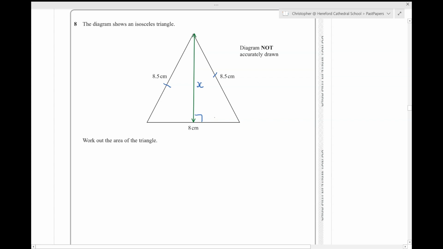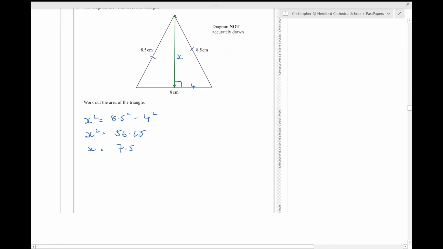If I do use Pythagoras, of course, that's a 4. So x squared is going to be 8.5 squared minus 4 squared. So x squared is 8.5 squared minus 4 squared, which is 56.25. So x, which is the height of my triangle, is the square root of that, which is 7.5. So the height of the triangle is 7.5.